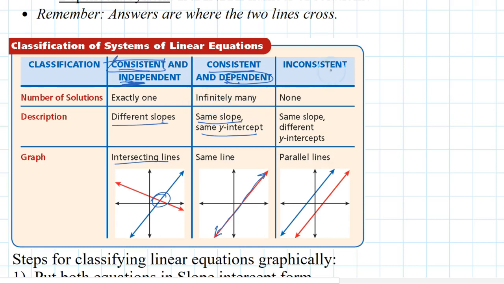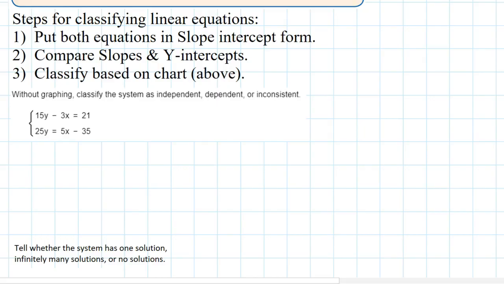Now, they're inconsistent if they never touch. It has the same slope and different y-intercepts, which means they are parallel lines. Here are the steps for classifying linear equations. First, put both equations in slope-intercept form. Then compare the slopes and y-intercepts. Then classify based on the chart.